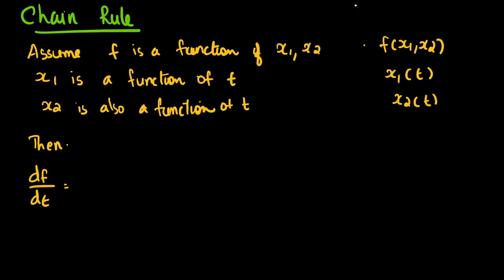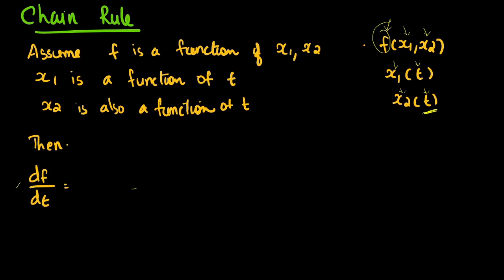Df by dt, okay. F is actually the function and its direct variables are x1 and x2. And x1 is again a function and its variable is t. Okay, x2 is also a function, its variable is t. We want to find out the derivative of this function with respect to this variable, that is df by dt. And how do we find that out?